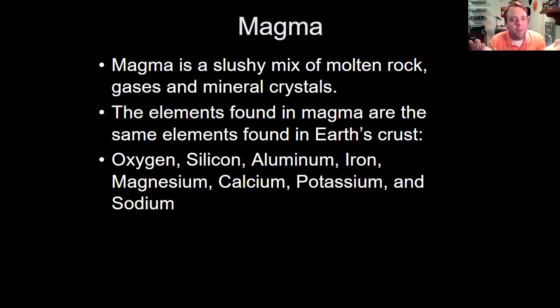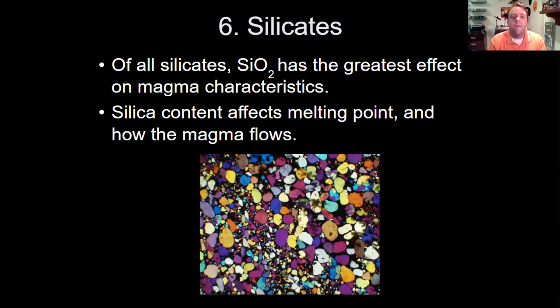What are the two most common elements on Earth's crust? Oxygen and silicon. Silicates, the largest mineral classification. Quartz, for example. There's lots of others as well, but silica content has the greatest effect on magma characteristics. Beyond pressure, beyond water, silica content. Silica affects its melting point and how the magma flows.